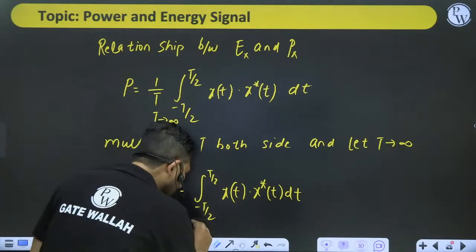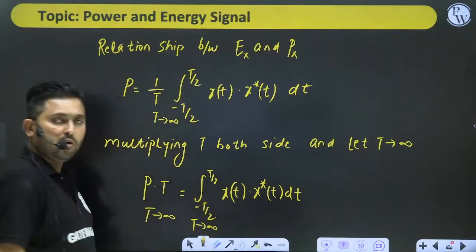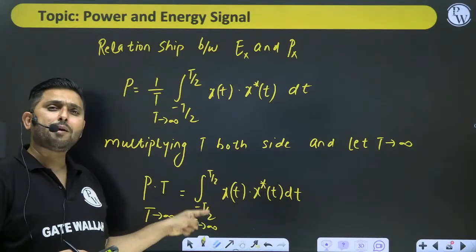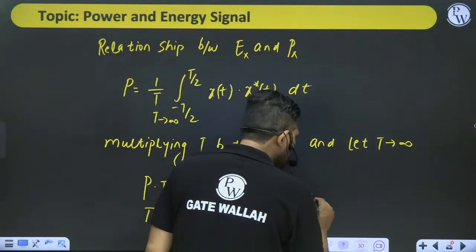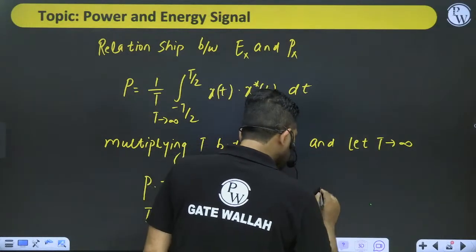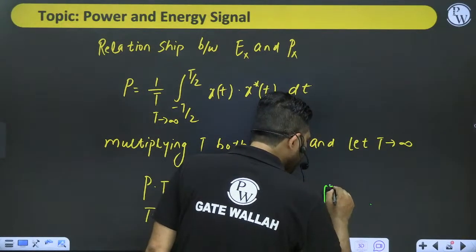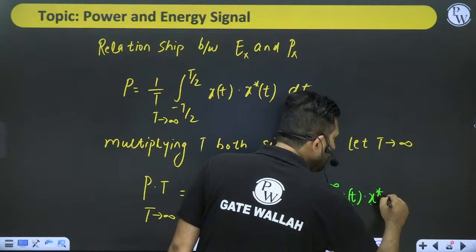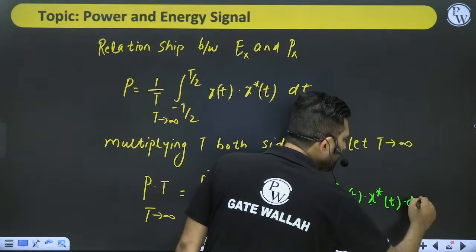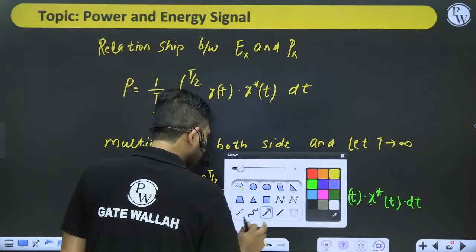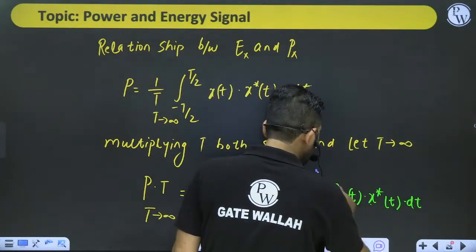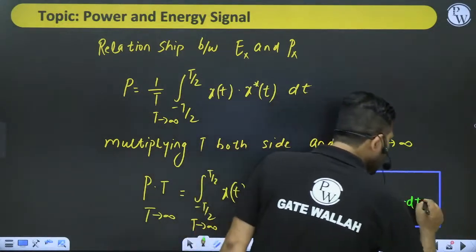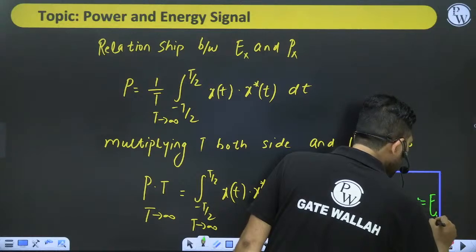And hence, when T tends towards infinity, if I put that here also and look at the limit, inside there is no such T. In the limit, you have minus T by 2 to T by 2, so this can be written as the integral from minus infinity to infinity of x(t) into x conjugate (t) dt. And I know that this is our energy.